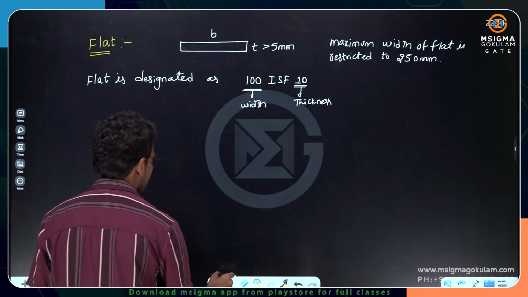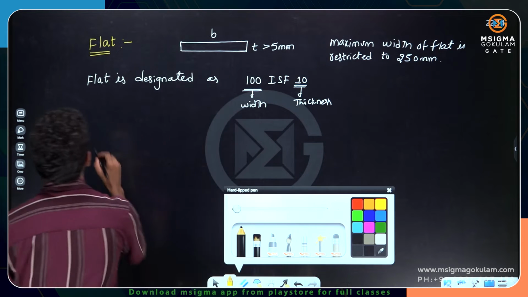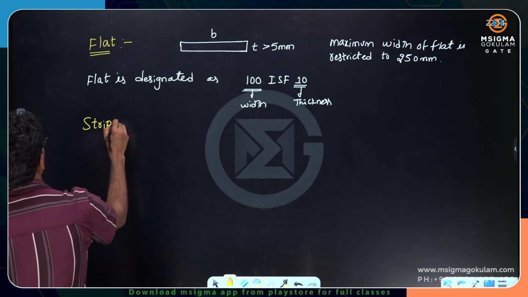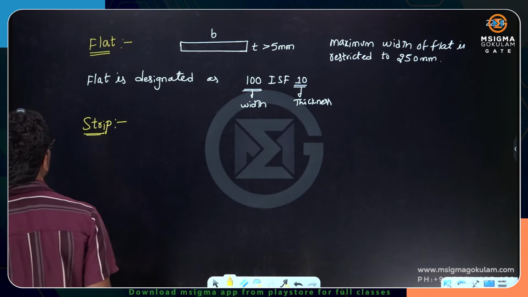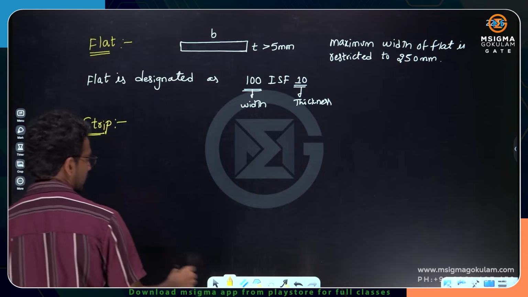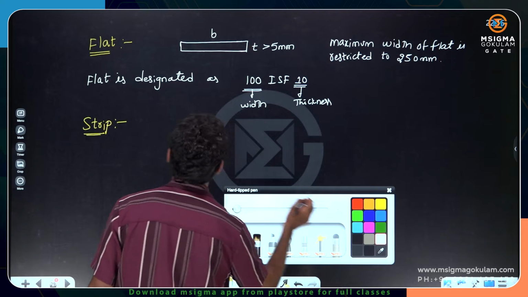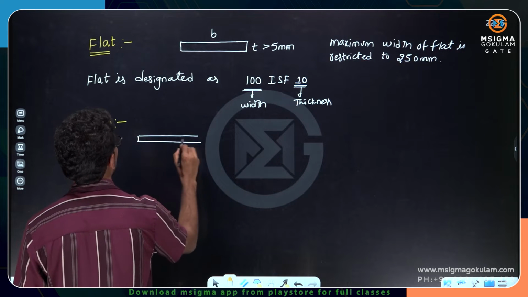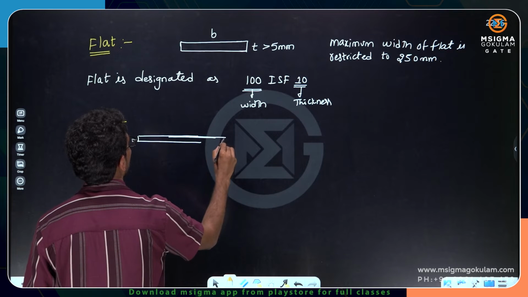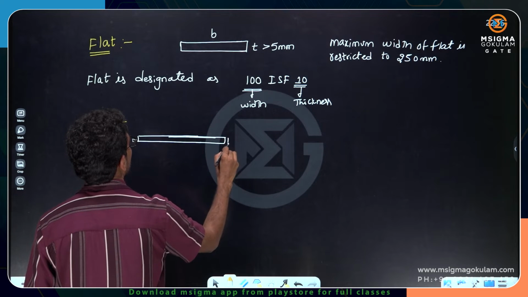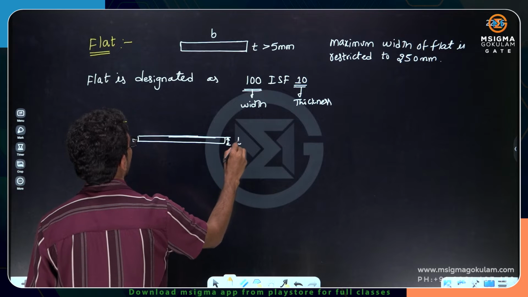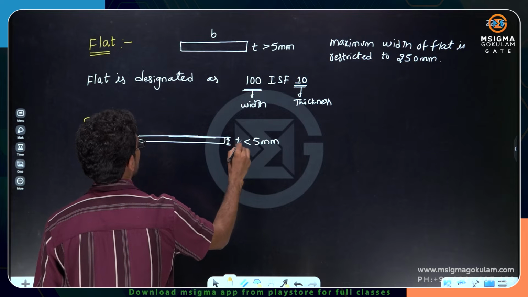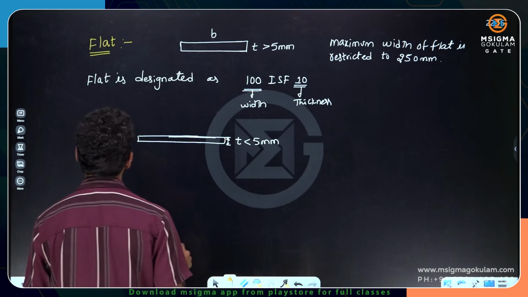Now we have something called strip. What is a strip? Let us understand that. Strip, S-T-R-I-P. So a strip has a thickness less than 5 mm. If the thickness is less than 5 mm, then it is called a strip.